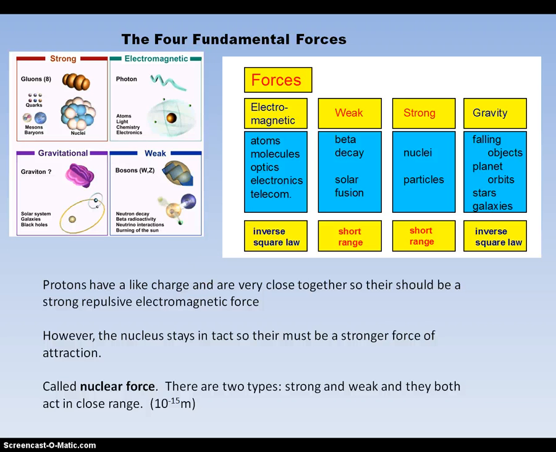In this video, I'm going to discuss the stability of the nucleus. So in order to do this, we need to talk about what the four fundamental forces of physics are. So we've already learned about two of them. There's the electromagnetic force and the gravitational force.